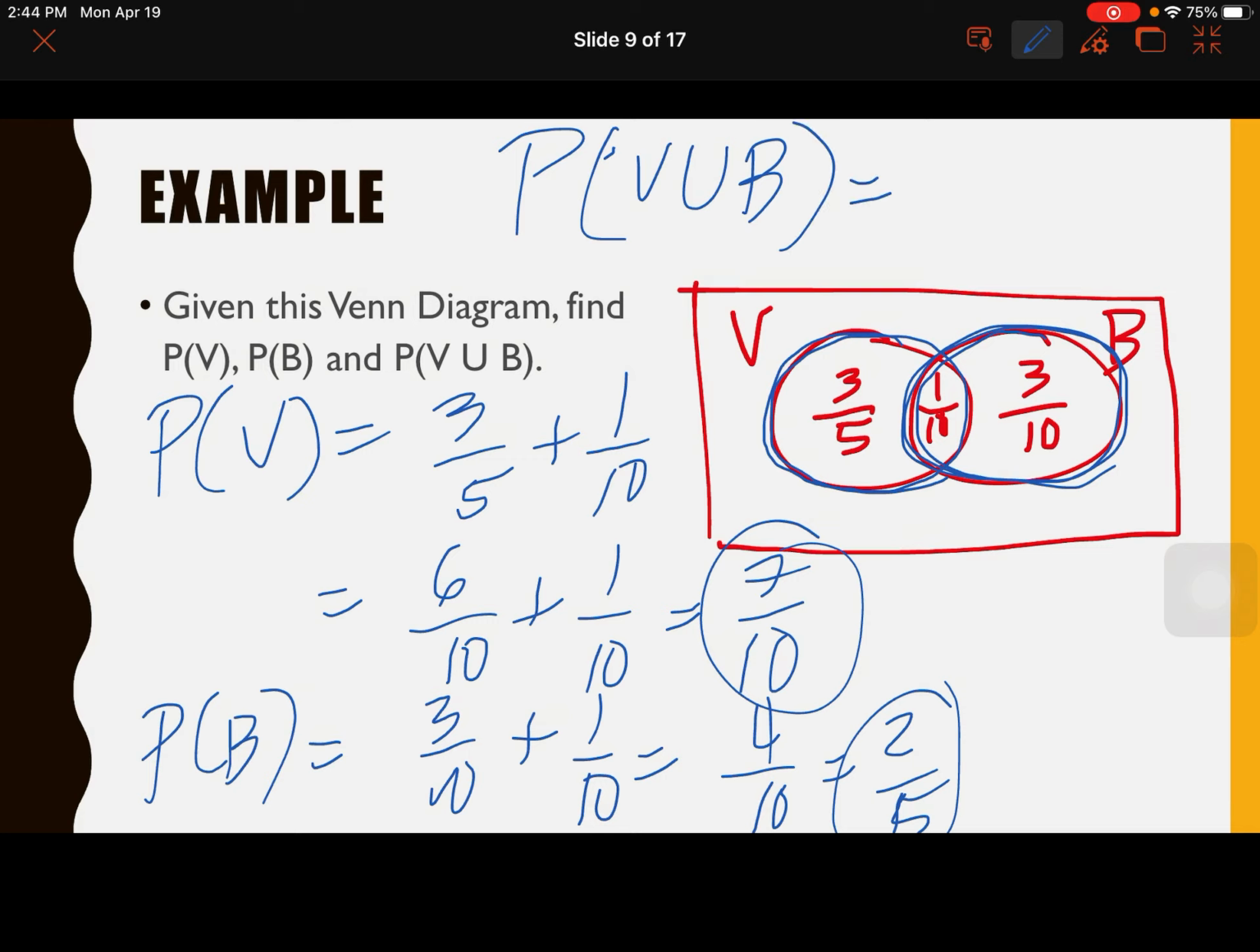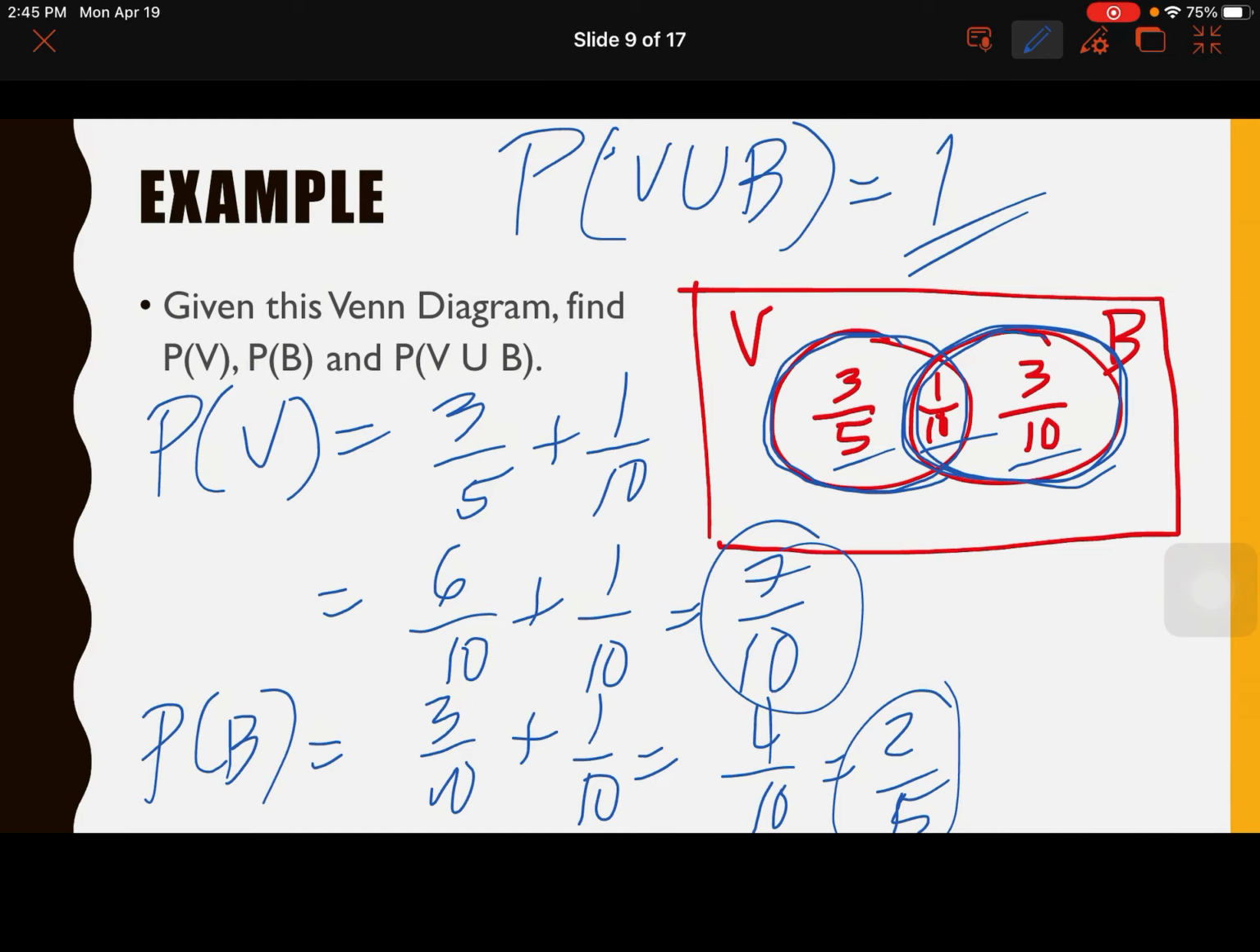So, i-add lang po natin yung mga fractions na nasa loob ng ating circles. So, that's going to be 3/5 plus 1 over 10 plus 3 over 10. That is actually going to be equal to 1. So, posible po ang probability na 1. Okay? Ibig sabihin yan, you are 100% sure that you can pick any of these two events.